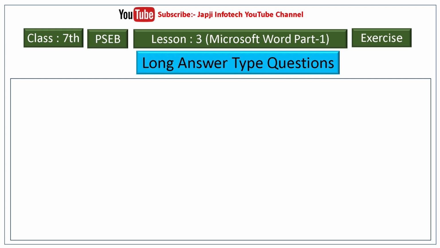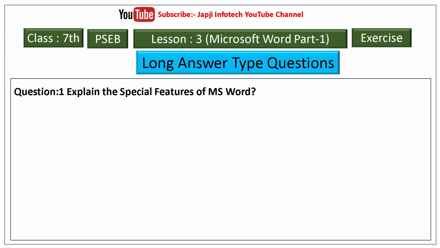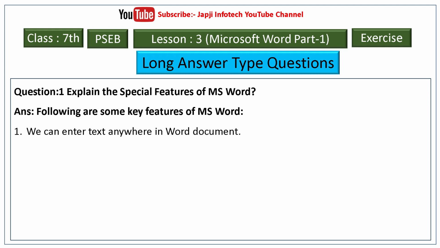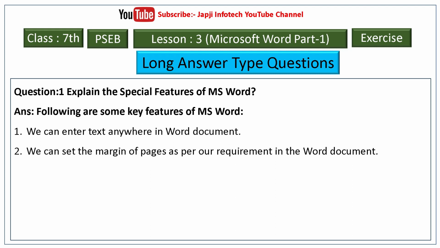So now we will learn about long answer type questions in lesson number 3. And the first question is: explain the special features of MS Word. So following are some key features of MS Word. The first one is we can enter text anywhere in a Word document. Number 2, we can set the margin of pages as per our requirement in the Word document.